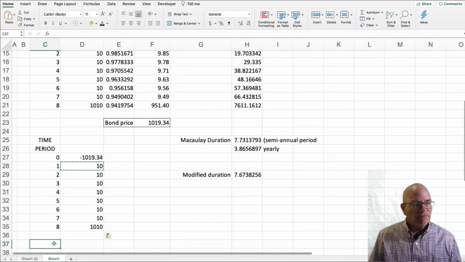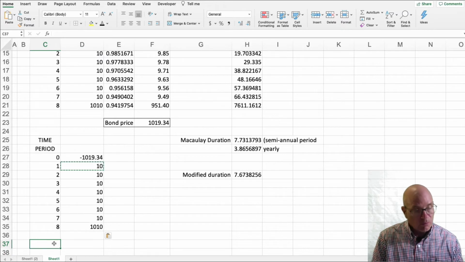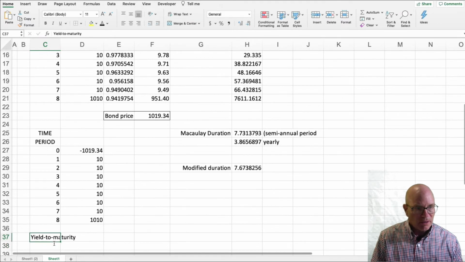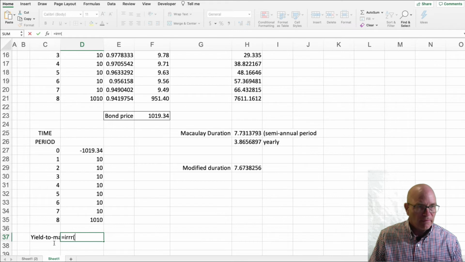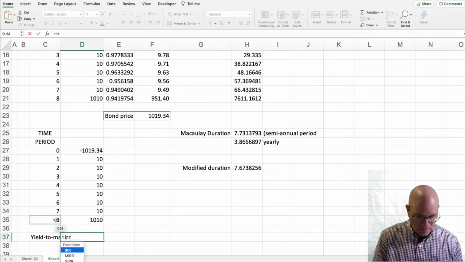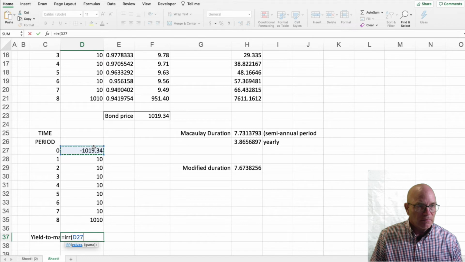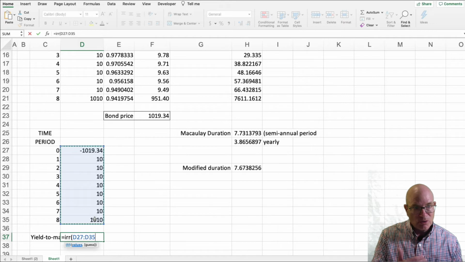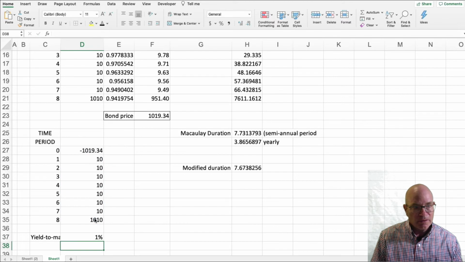Now, if we want to find the yield to maturity, we would use the internal rate of return. I'm going to put it right here. And remember, IRR finds, put them all in there, the discount rate that causes those flows from 1 to 8 to equal minus 1,019.34. So it all equals 0. It's 1%, which actually is smaller than that. Let me make those. There it is.